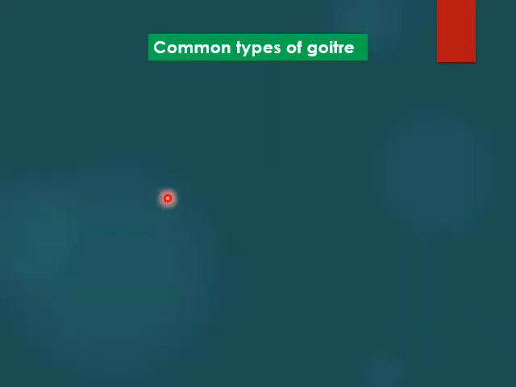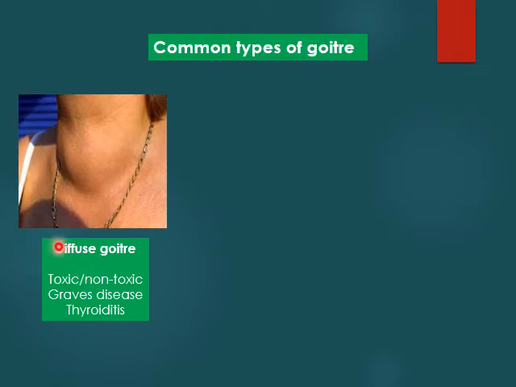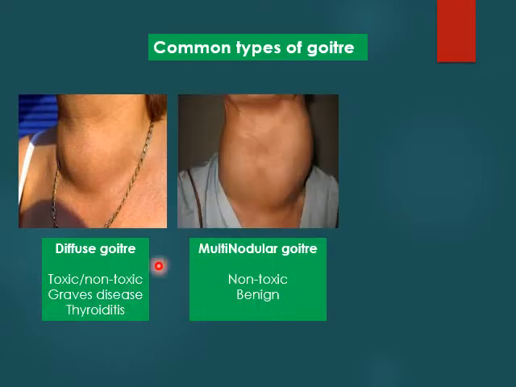Okay, now these are some pictures of the common types of goiter that we see in our patients. First, we have the diffuse goiter, where the whole gland is diffusely enlarged, evenly enlarged. These are usually due to toxic or non-toxic goiters such as Graves' disease and thyroiditis. The second group is the multinodular goiter, which is usually non-toxic and most of them are benign. Of course, there can be exceptions.